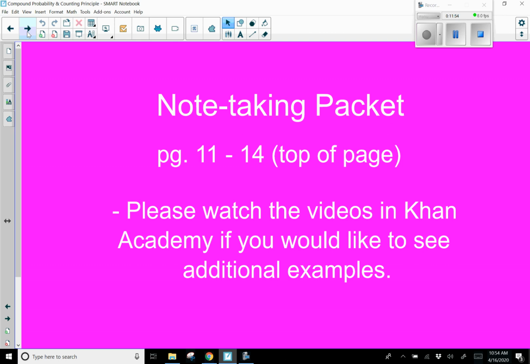Okay, the note-taking packet pages that correlate to these 2 skills are pages 11 through 14, top of the page. Again, feel free to watch the videos in Khan Academy if you would like to see additional examples. I will be posting the answers from the note-taking packet on Google Classroom, and feel free to ask any questions via email, the Google chat, or the Zoom session this week.